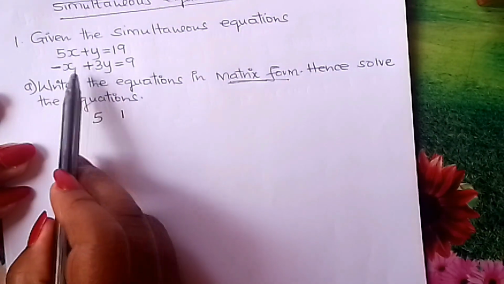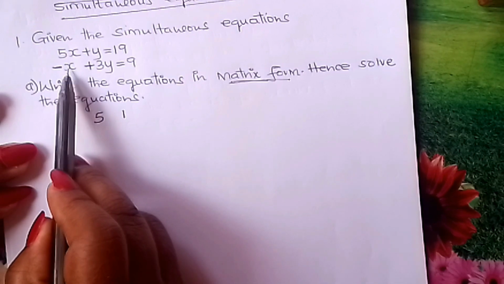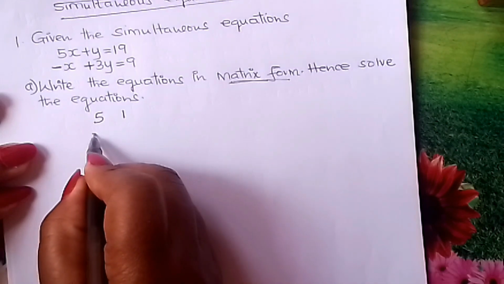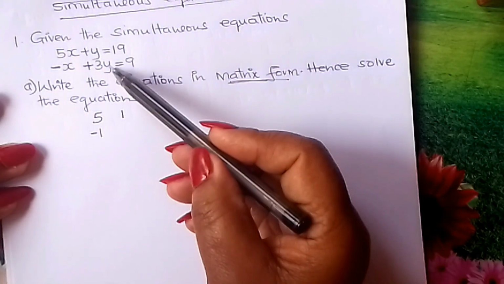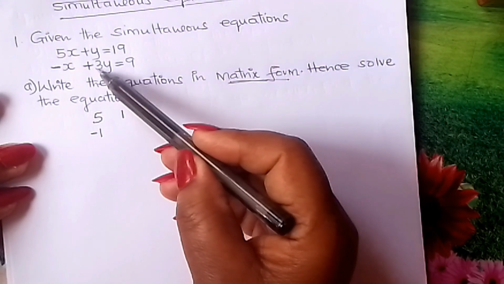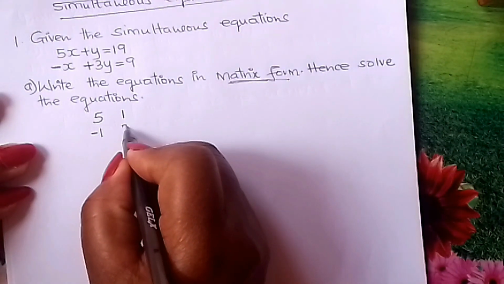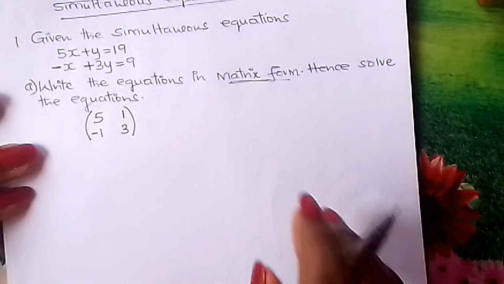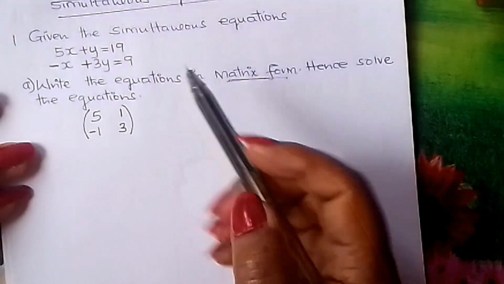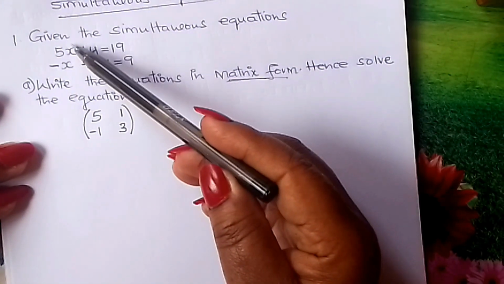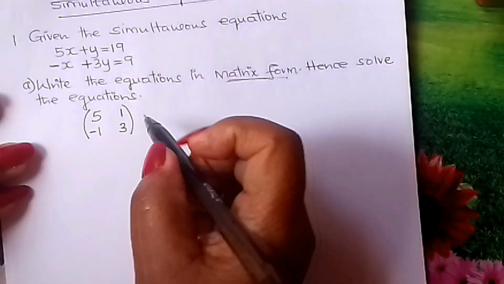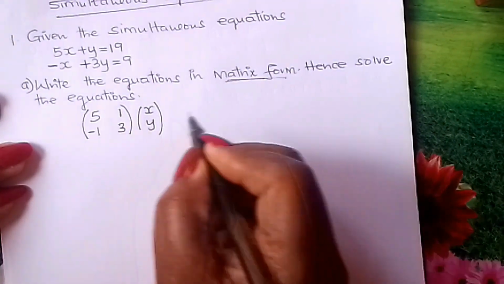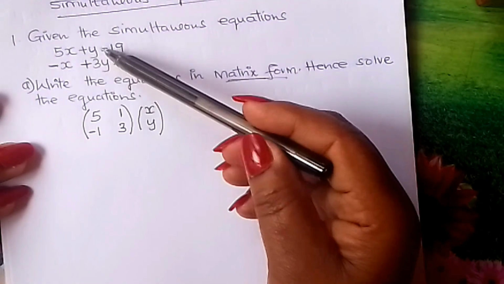The number that multiplies y here is 1. Then you come to this other one. The coefficient of x here, learner, is negative 1. There is a 1 here, so negative 1. And the coefficient of y, learner, here is 3. The number that multiplies the letter. There we are. From there, you pick your x and y. You start with x and then you write y. Come and form a matrix here, x, y, the way they follow one another.